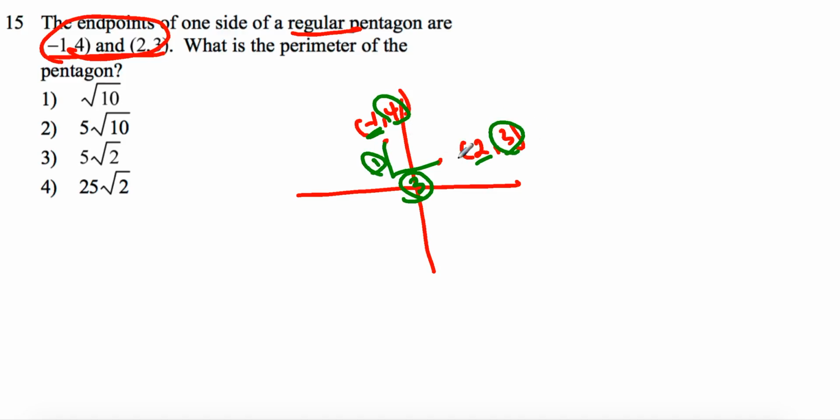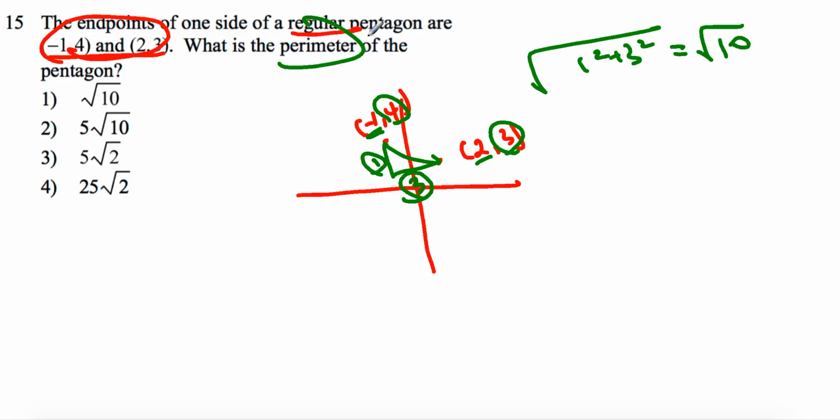So then we end up getting the distance between those two becomes the square root of 1 squared plus 3 squared, which is equal to the square root of 10. But we have 5 sides because it's a pentagon right over here. So we get 5 times that.